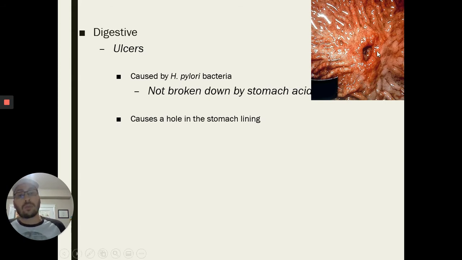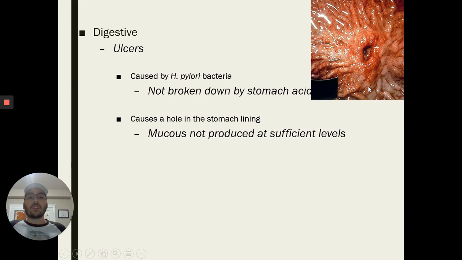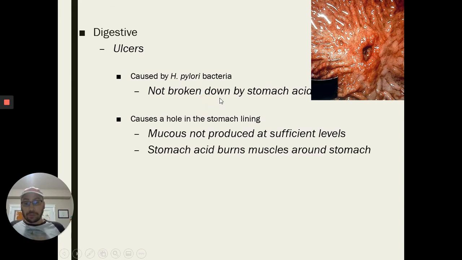So imagine if there's a small hole in the stomach lining. That stomach lining is lined with mucus that prevents the stomach from digesting itself. That hole forms in the stomach lining. What's going to start happening with the digestive juices inside your stomach? They're going to start eating away at your stomach lining. So when these holes are formed, mucus is not produced at a sufficient level. So the stomach acid starts burning the muscles around the stomach.